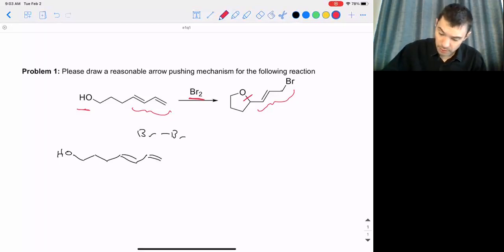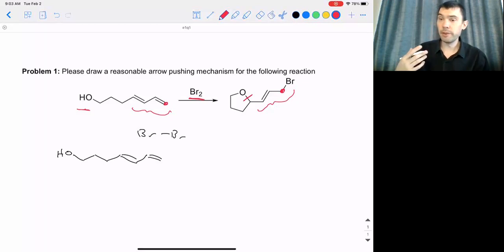Because I can see in the product that the bromine ends up on that terminal carbon, I'm just going to start by making my bromonium ion out of that terminal double bond, because I think that that would be the most straightforward to generate the product that we're expected to draw an arrow pushing mechanism towards. So let's start with that.